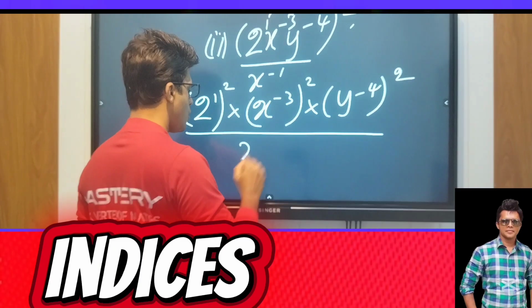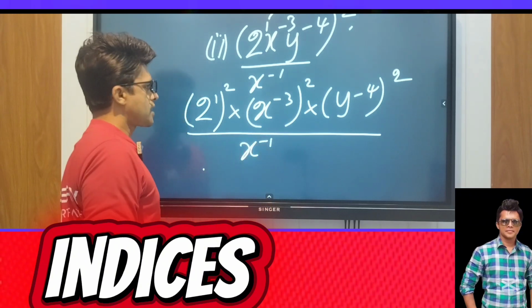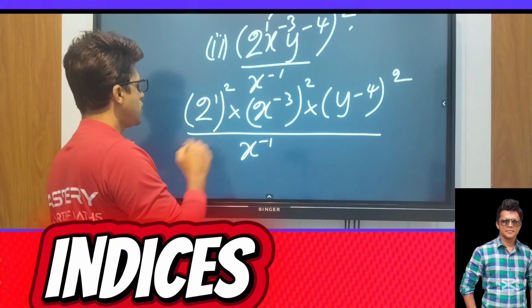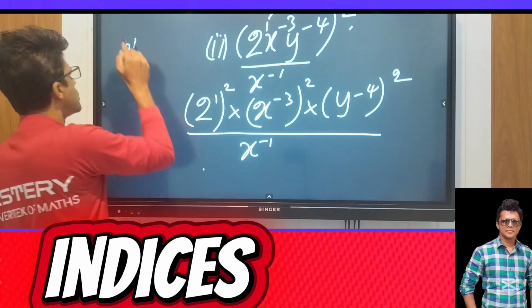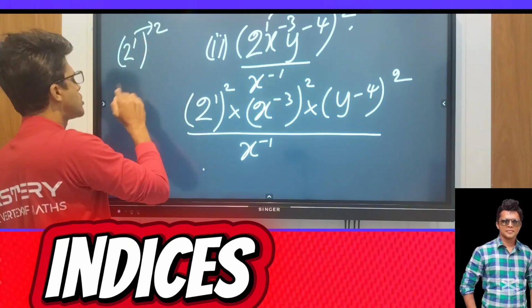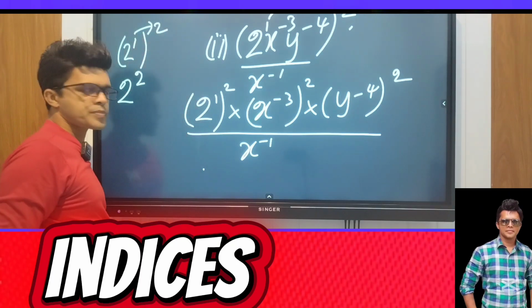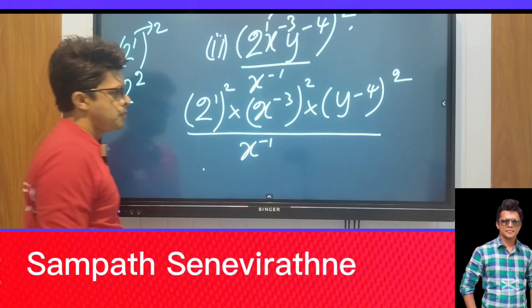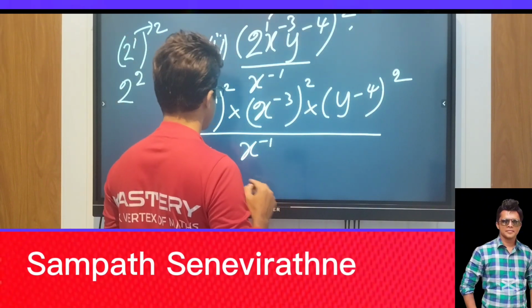Here, x to the power minus 1. Now, let's remove the brackets here. So, 2 to the power 1 times 2 to the power 1 times 2 means 1 into 2. Then here 2 to the power 2. Okay, so 2 to the power 2 here.